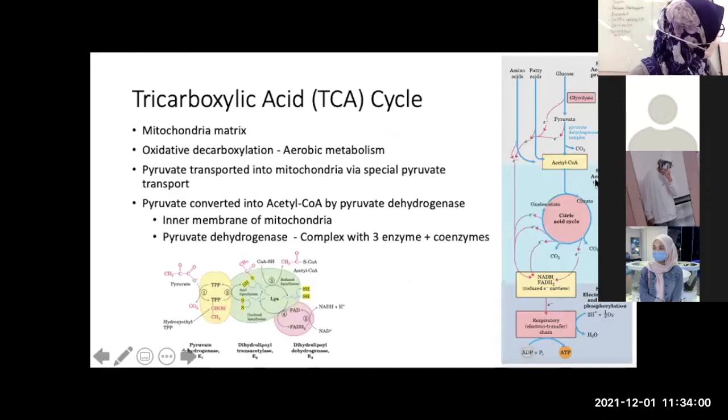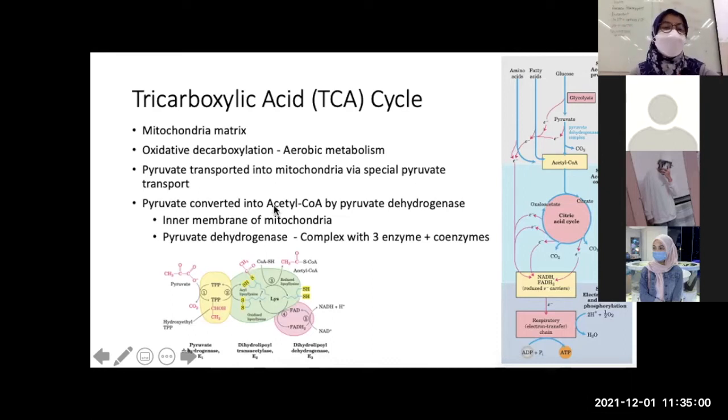So this is the glycolysis part. Now glycolysis will yield pyruvate, and pyruvate will be converted into one precursor and enter the TCA cycle. The TCA cycle happens in the mitochondrial matrix, meaning inside the mitochondria. Another name for the reaction is oxidative decarboxylation. When we use the word oxidative, it means that reaction requires oxygen, so it has to happen in aerobic condition. That's why it happens in the mitochondria, because the mitochondria has a lot of oxygen and oxidative molecules. Pyruvate will be transported into the mitochondria and converted into acetyl-CoA.